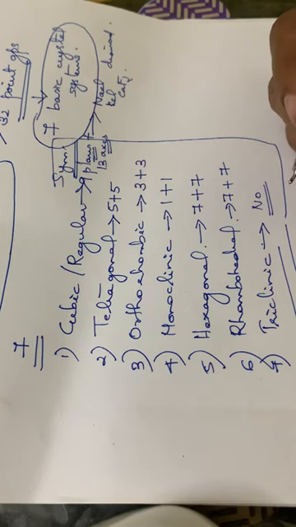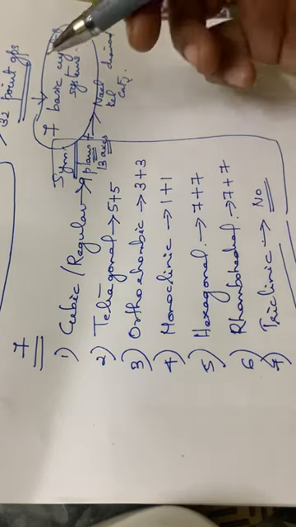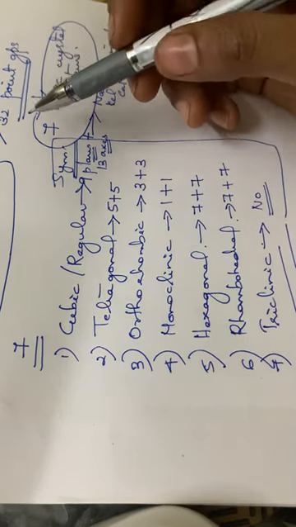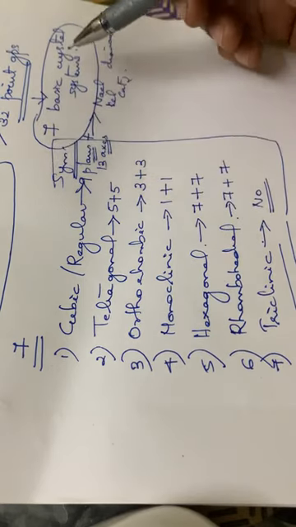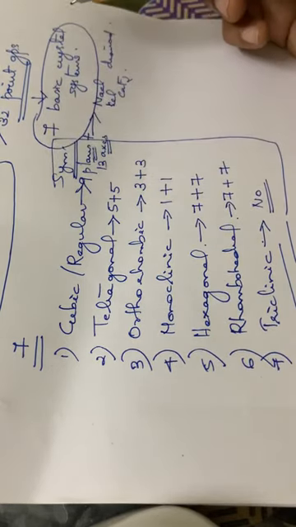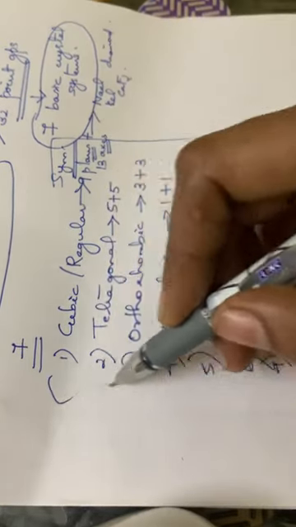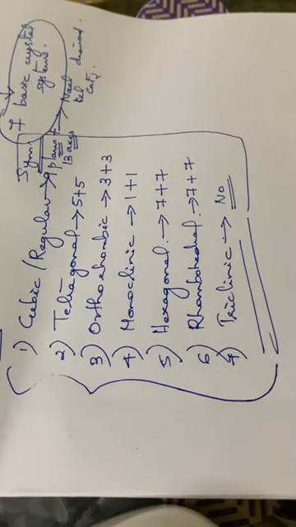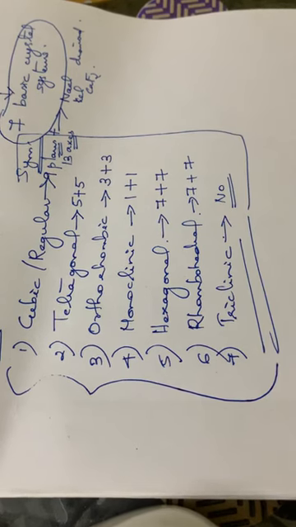So this is regarding the point groups. 32 point groups deal with 32 different combinations, and they were grouped together into 7 basic crystal systems: cubic, tetragonal, orthorhombic, monoclinic, hexagonal, rhombohedral, as well as triclinic.